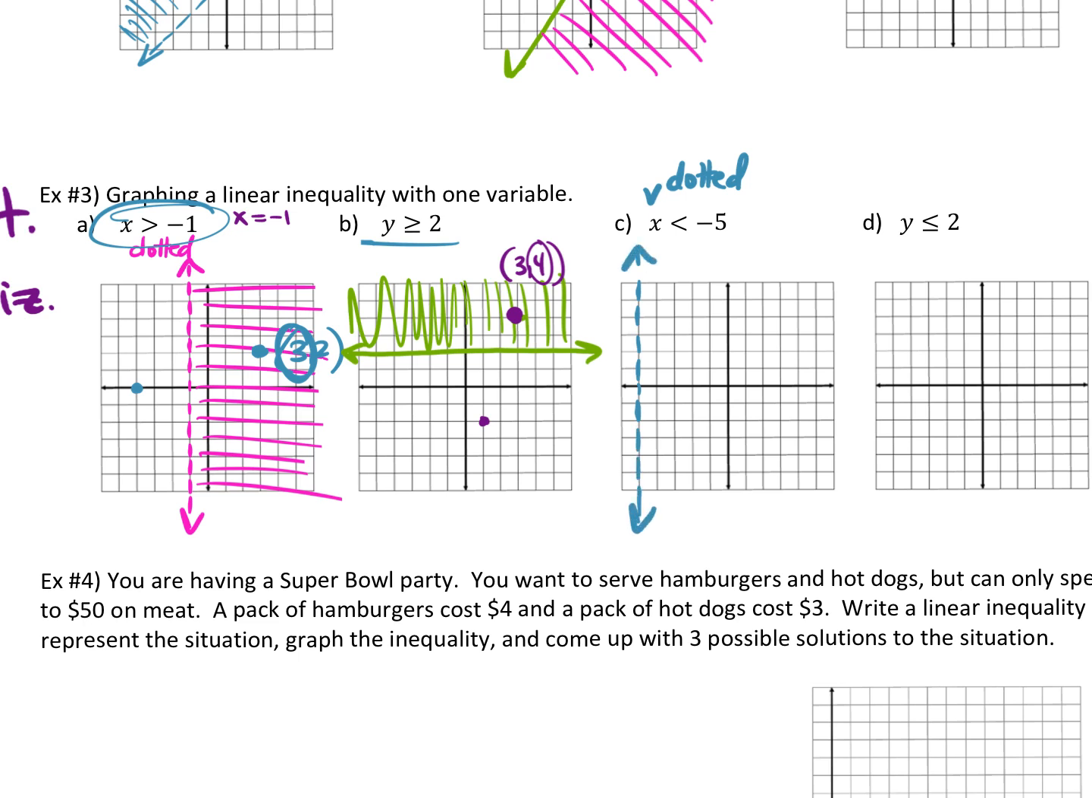If x is less than -5, where are we going? To the left. Did you sing it? To the left, to the left. Do you guys know that song? I'm so old.